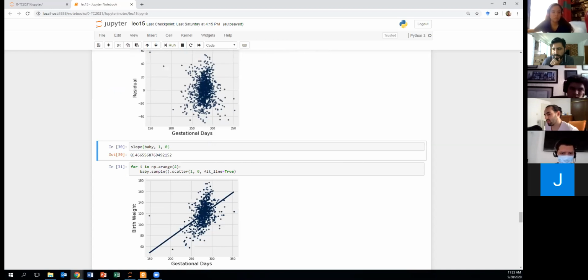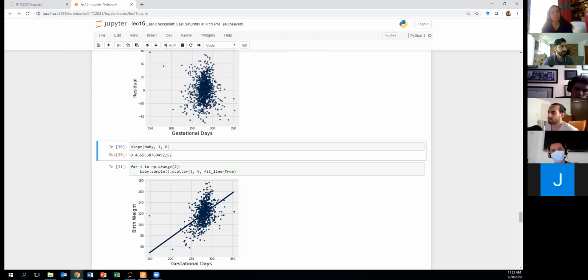So what the slope tells us is, for every single extra day that the baby is in the womb, the baby is going to gain this much more weight, 0.4. Or for each extra 10 days that the baby is in the womb, it's going to gain 4.6, I don't know, let's say ounces. So that is what the slope is telling us.